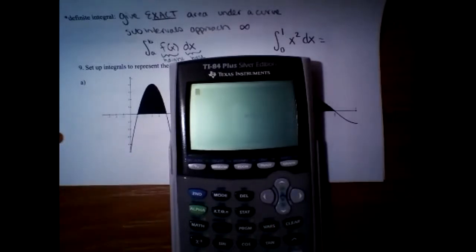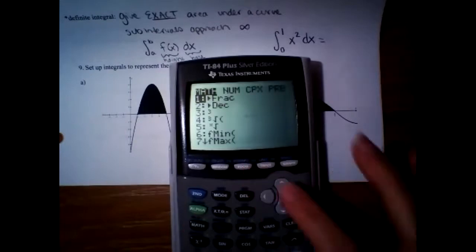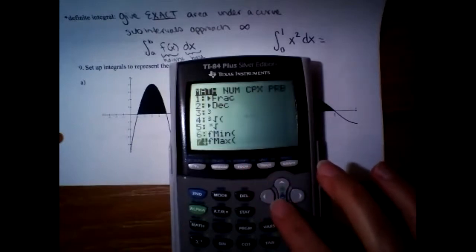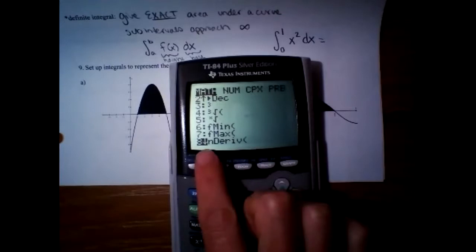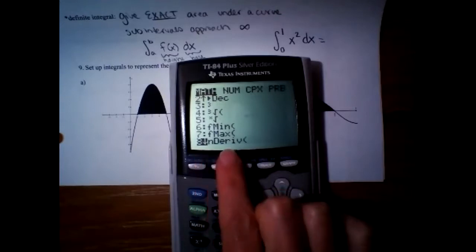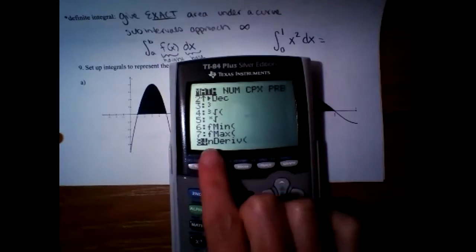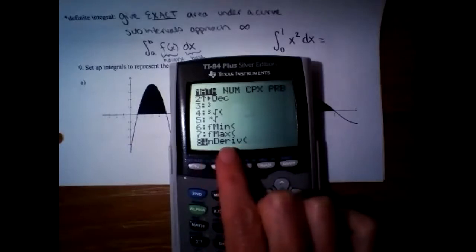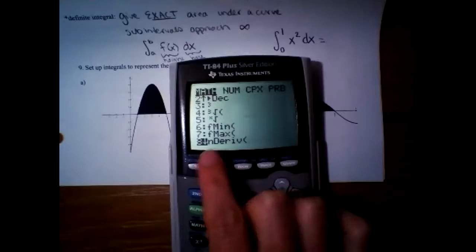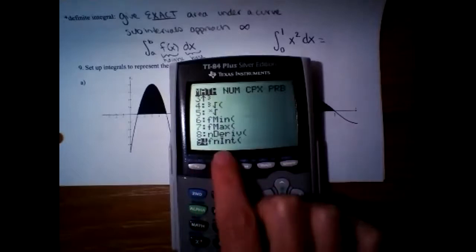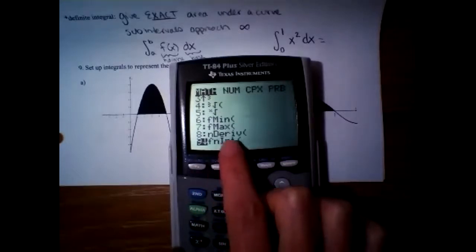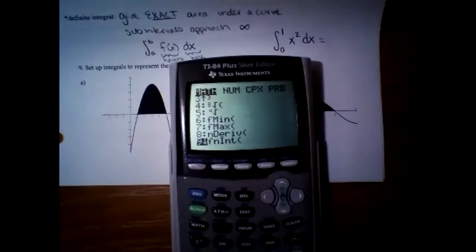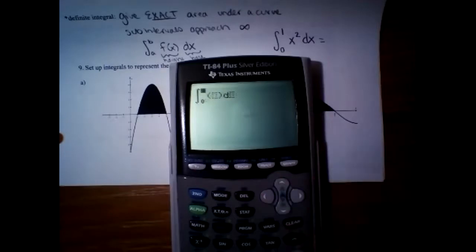Your integral is in the math menu. So if you hit math, and we had actually looked at this earlier this year. Do you remember when we did nDeriv? We did a derivative. Now, your calculator won't find a derivative, but it'll find a derivative at a number, like a derivative at x equals 7 or something like that. If you go down one more, it says fnInt for integral. So it's math 9. So math 9, get comfortable with that. That's going to be like your best friend. So math 9, and then you can just type this in.